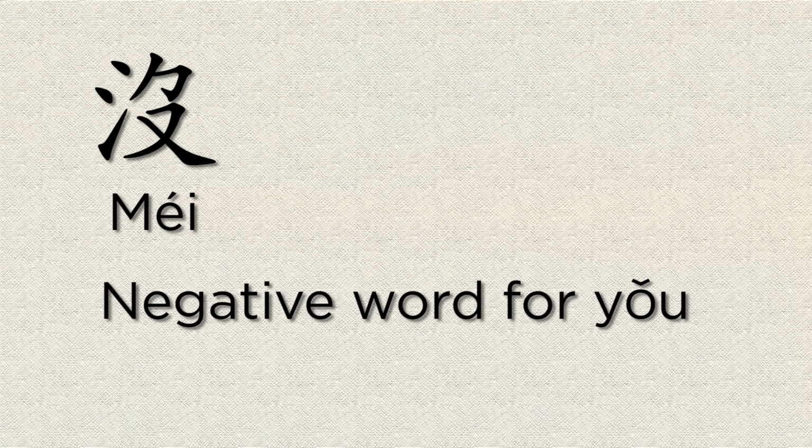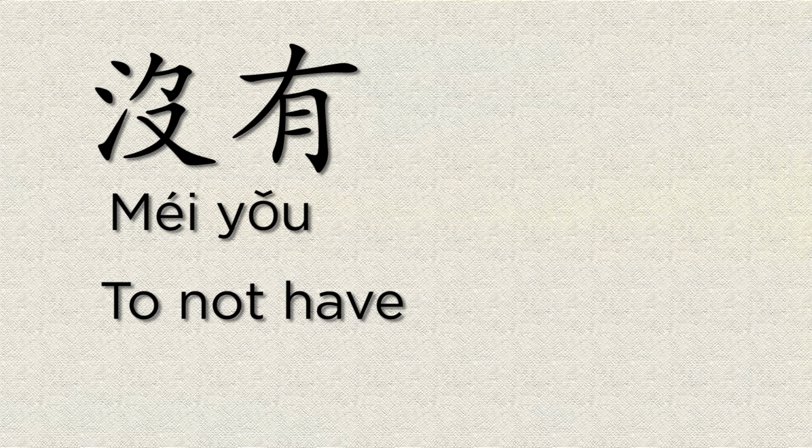Going back to talking about negating verbs, there is, however, one verb that has a different negative word, and that is 有. This is negated by 没. So if someone asks you, 你有没有空? Do you have any free time? You can say 有 for yes and 没有 for no.